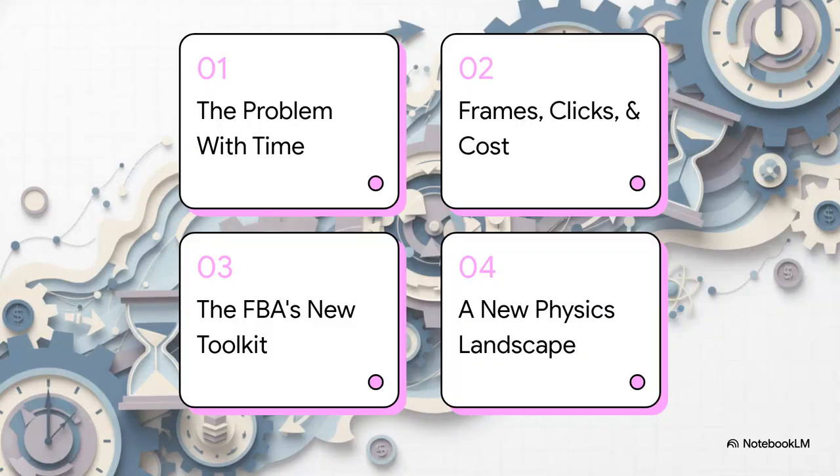To get our heads around this, here's our plan for this explainer. First, we're going to dig into this problem with time. Then we'll introduce the core building blocks of the frame budget approach, something called frames, clicks, and cost. After that, we'll take a look at the brand new toolkit this approach hands us. And finally, we'll zoom out to see the new landscape of physics it might just open up.